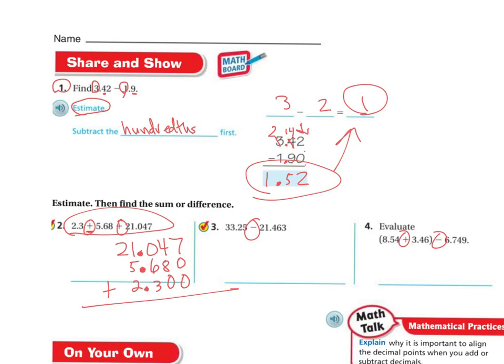So I have 7 plus 0 is 7. I have 8 plus 4, which is 12, carry my 1. And then I have 6 plus 3, which is 9, plus 1 is 10, carry my 1. Make sure I'm lining up my decimals. I got to follow that decimal down. I have 5 plus 2, which is 7, plus 1 is 8, plus another 1 is 9, and then I have 2 with nothing down here, so it's going to be 29 and 27 thousandths.